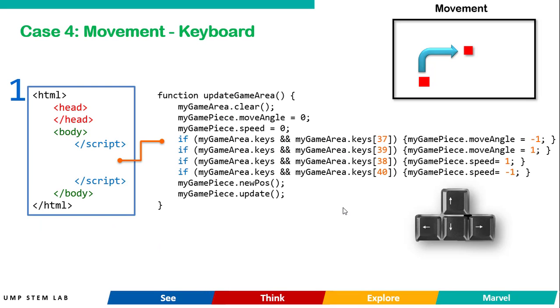In our previous examples, movements of the objects were achieved via buttons on the HTML site. These movements can also be achieved by assigning the keys on the keyboard to the respective movements. As shown here, the up, down, left and right keys are tagged to the respective movements.